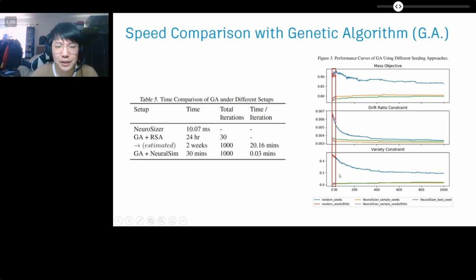Last but not least, we compare NeuroSizer with genetic algorithm. Let's first compare the runtime of different methods. So NeuroSizer only takes 10 milliseconds. And if we run genetic algorithm with RSA as the evaluation function, then after 24 hours, it only runs 30 iterations. However, if we replace the RSA with NeuroSim, then it only takes 30 minutes to run 1,000 iterations.